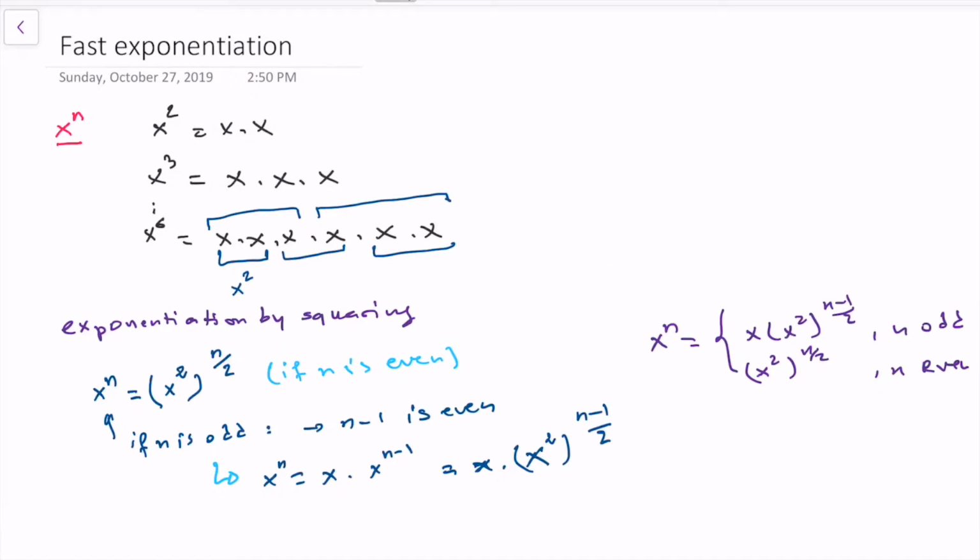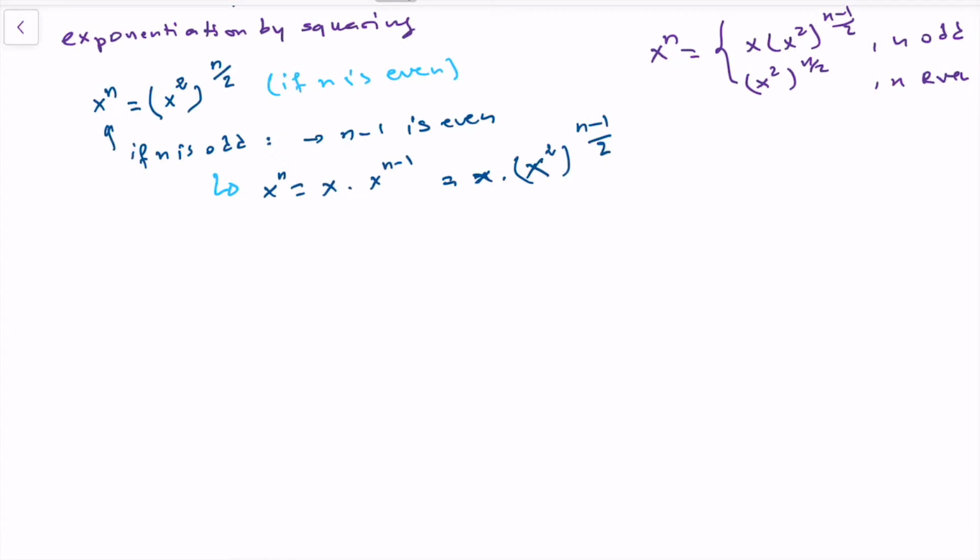Just to show how powerful this is in reducing the number of computations, let's take an example. For x to the power of 6, what do we have? If we compute it using the usual method, we will do something like this, so we'll do six multiplications.